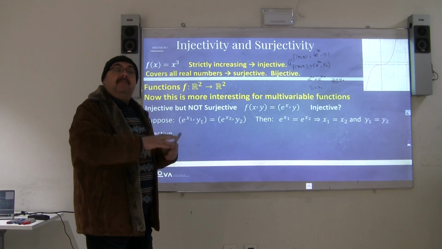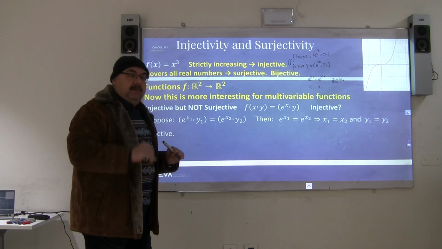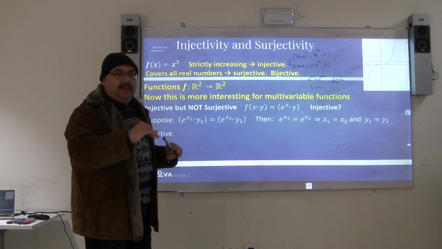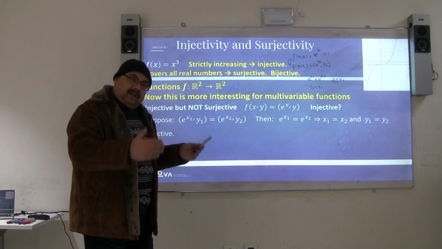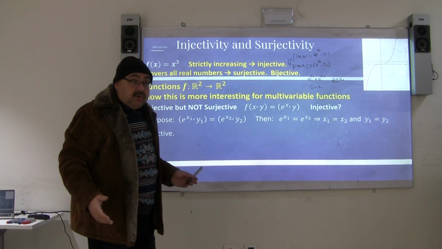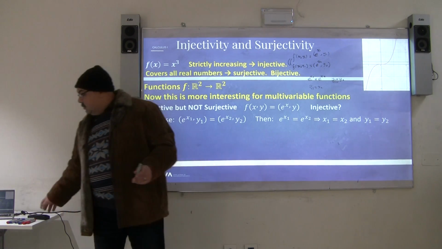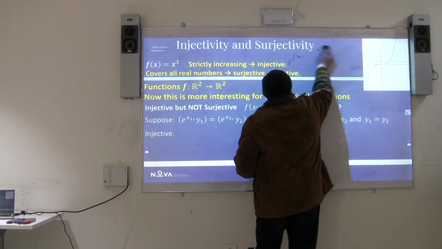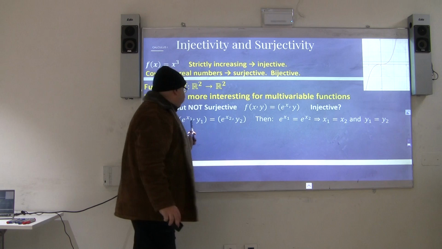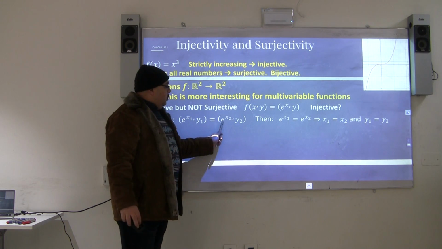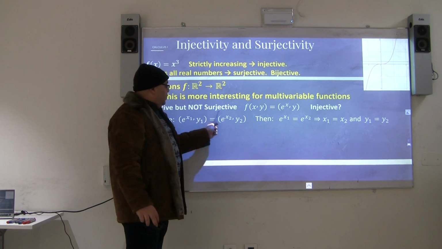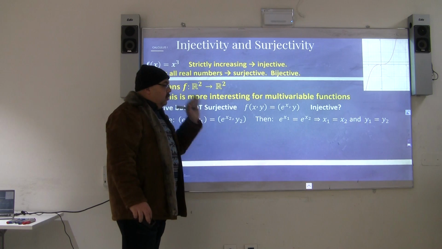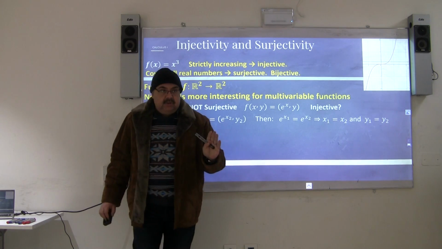Okay. Now I am following the definition because I can't find a horizontal line to draw in this case. It's a multi-variable function or a vector-valued function. Are you with me, Omar? So in such a case, as I told you, I made the check. This is point number 1. This is point number 2. I will discover that x1 is equal to x2 and y1 is equal to y2. And in this case, it is injective.